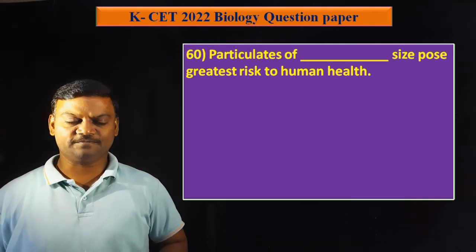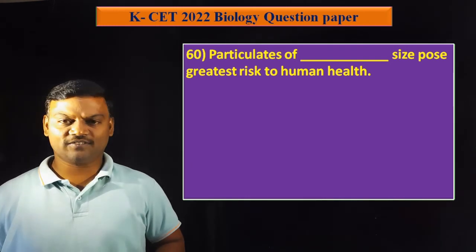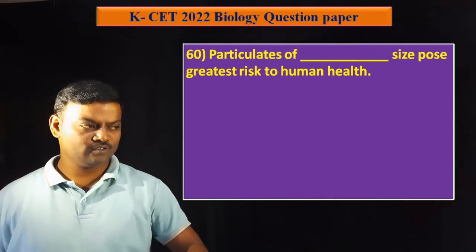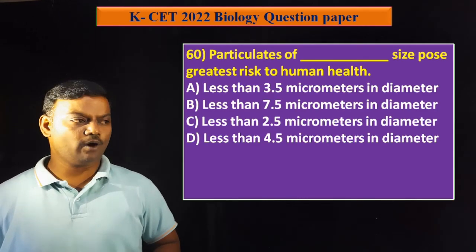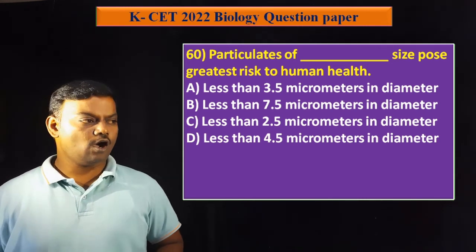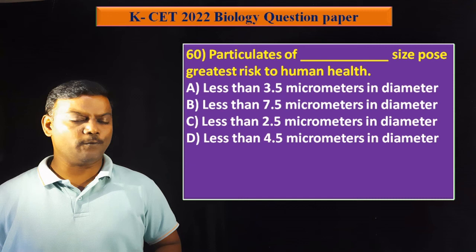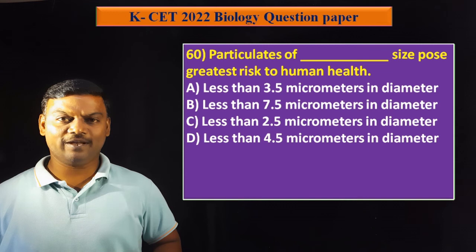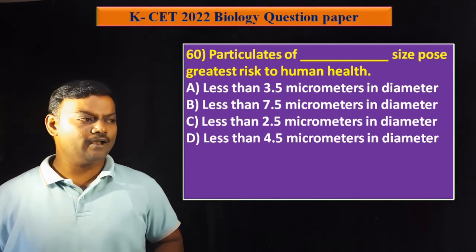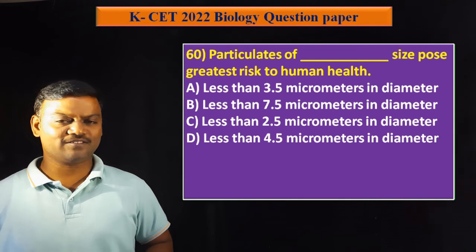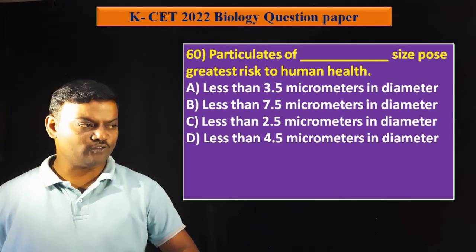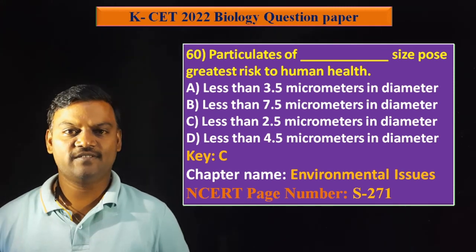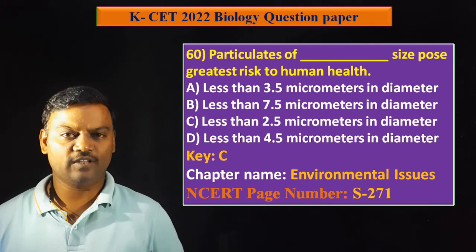Question number 60. Particulates of what size pose the greatest risk to human health? Option A, less than 3.5 micrometers in diameter; option B, less than 7.5 micrometers in diameter; option C, less than 2.5 micrometers in diameter; option D, less than 4.5 micrometers in diameter. The correct answer is option C. It is a question from Environmental Issues, NCERT page number 271.